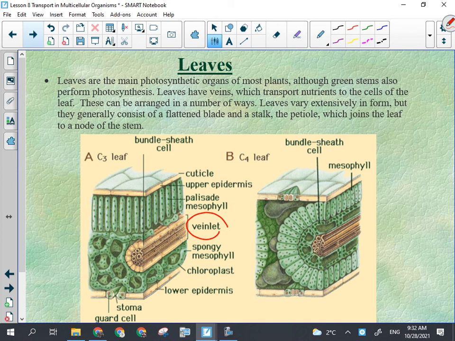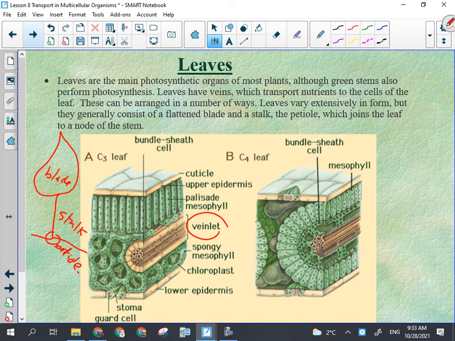So the leaf is generally broken up into a blade, a stalk, and where the leaf attaches to the main part of the stem is called the petiole. I'm never going to ask you that, but just so you know, that's how the leaf is broken up: blade, stalk, and petiole. Grass blades look different. Obviously a blade of grass is just the blade of the leaf. There's no petiole because there's no branch. There's kind of a short stalk, but there's no petiole.